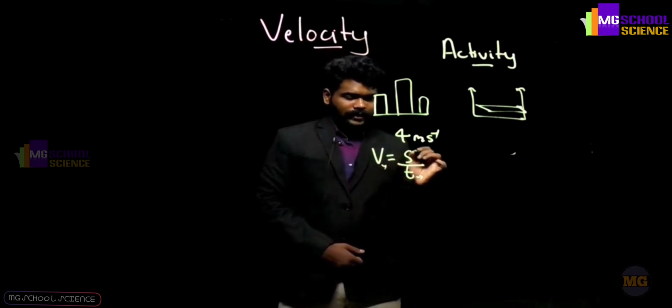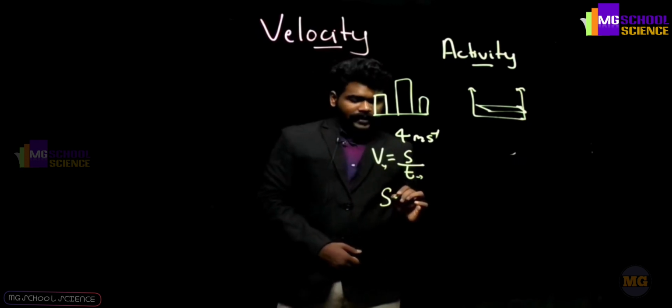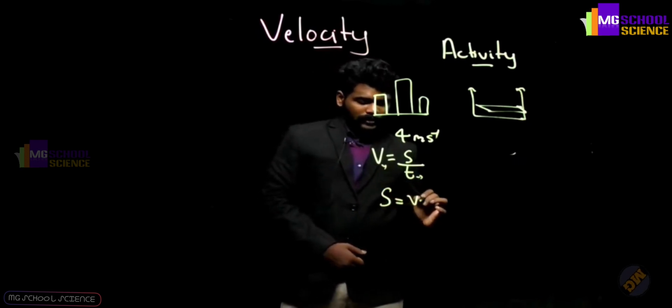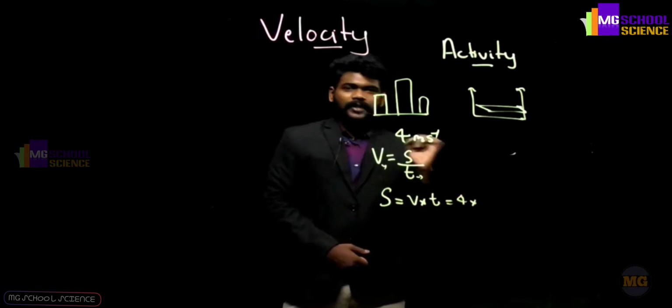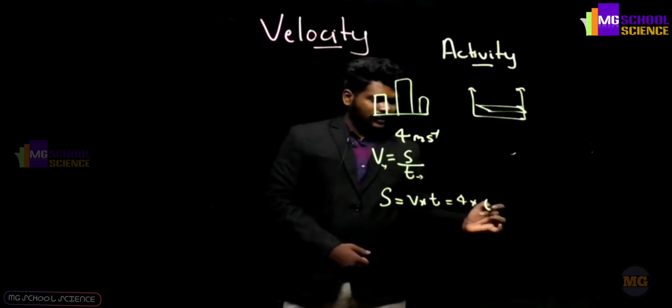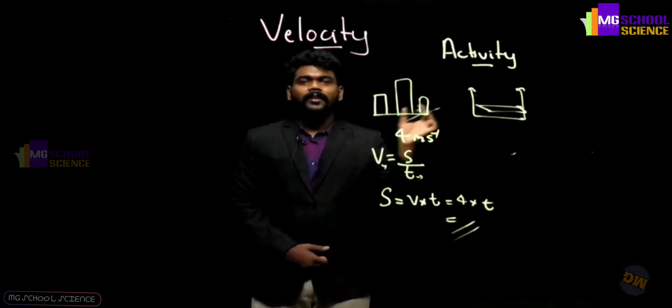Now to find distance, you just have to substitute in the equation accordingly. You get distance is equal to velocity into time. You know the velocity and you measure the time in seconds. Therefore, you get the distance of the bus stop from your school.